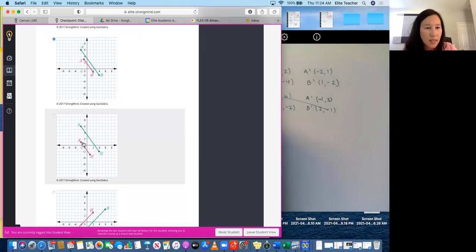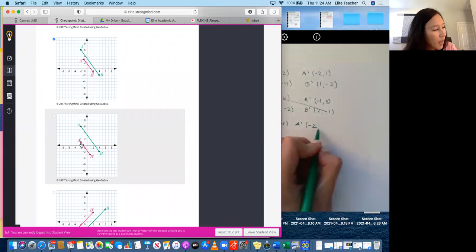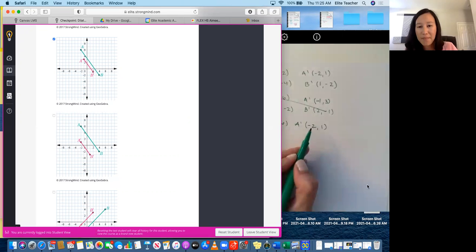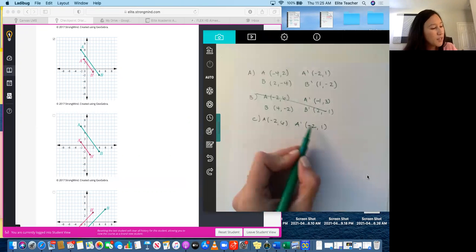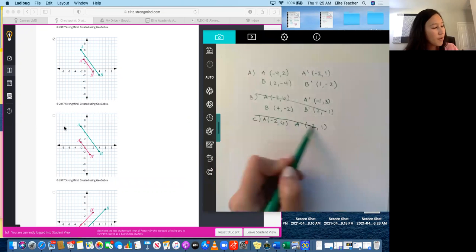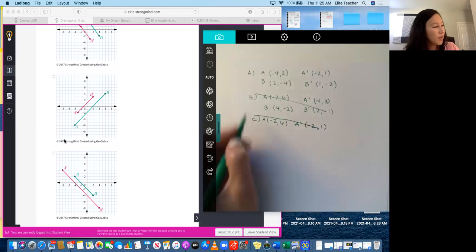So let's look at this third one. If A is -2, 6, A prime, I can already tell just by looking at the graph, A prime is at -2 and 1. So see, from A to A prime, the X value didn't cut in half. It's not half of it. It's -2 and then -2 again. So we know it's not this third graph. Let's check the fourth and the fifth graph.